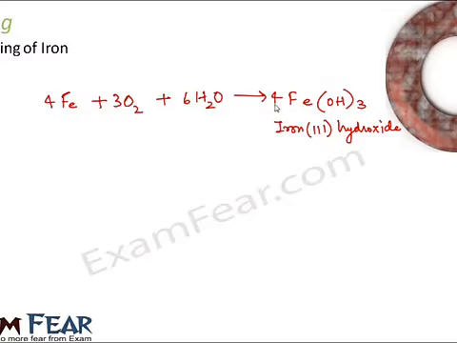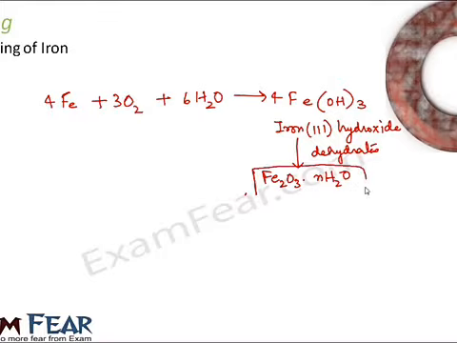So we have balanced the equation. Now this iron hydroxide later dehydrates, that is, it loses all its water content to form Fe2O3.H2O, and this substance is nothing but rust. So the reddish color layer or the reddish color powdery substance which is seen on the surface of iron objects is nothing but this Fe2O3.H2O, that is rust. So this is how rusting of iron takes place.